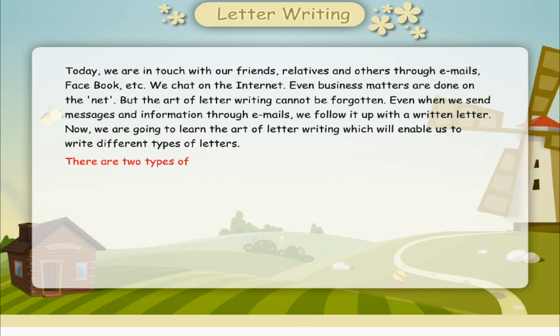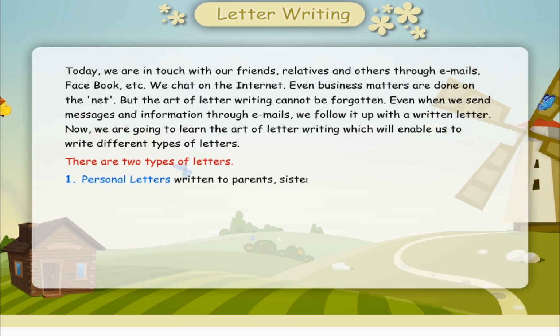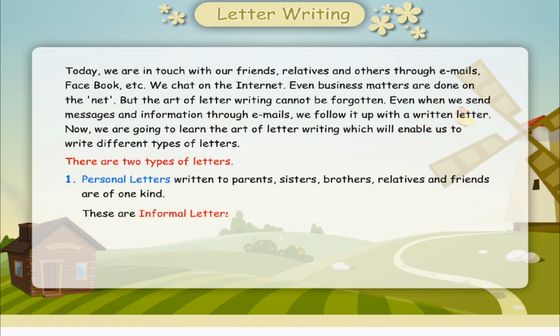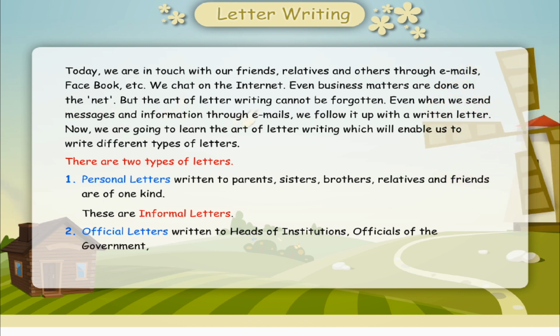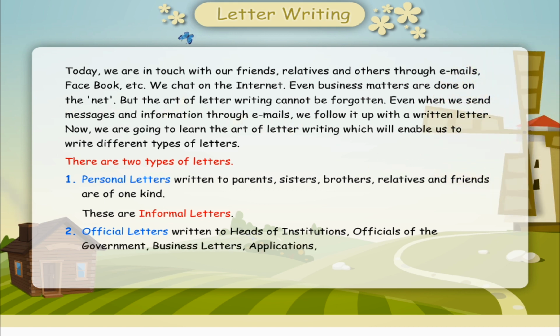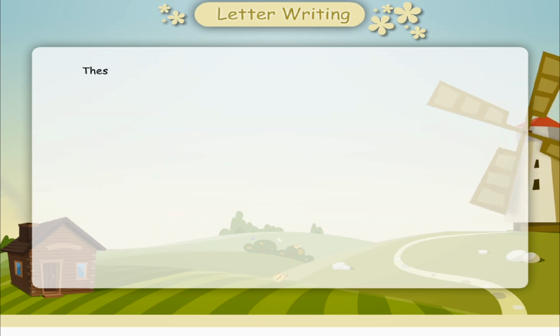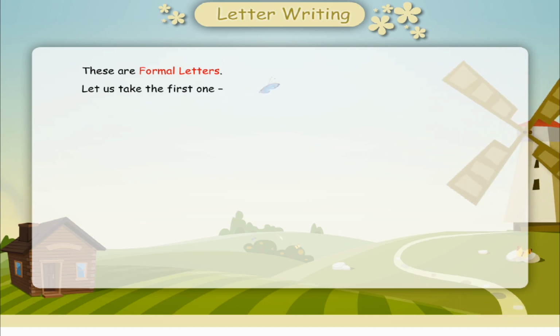There are two types of letters. Personal letters written to parents, sisters, brothers, relatives, and friends are of one kind. These are informal letters. Official letters written to heads of institutions, officials of the government, business letters, applications, invitations, etc. are of another kind. These are formal letters. Let us take the first one, informal letters.